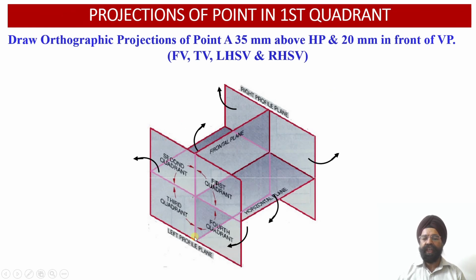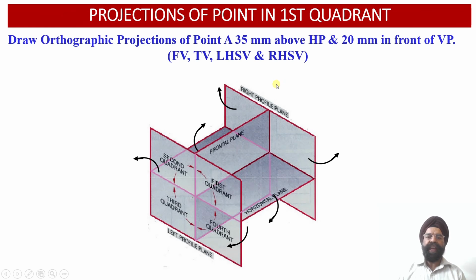Similarly, this portion of the profile plane which lies in the first and fourth quadrants will be rotated into these two orientations. Similarly, this portion of the profile plane will be rotated using this hinge over here. So this portion of the profile plane will be rotated into this orientation. Similarly, this portion of the profile plane will be rotated into this orientation over here.